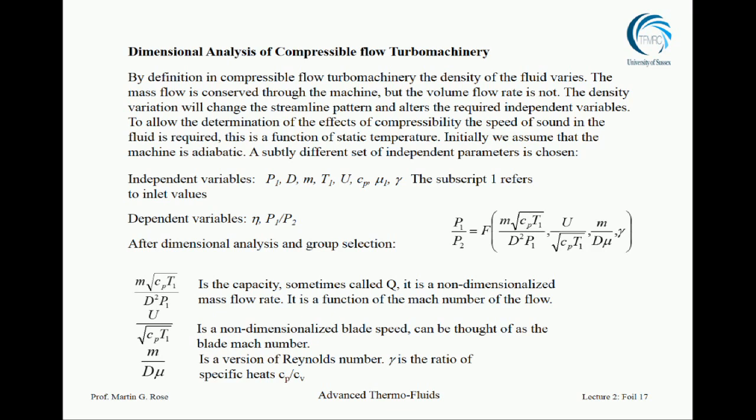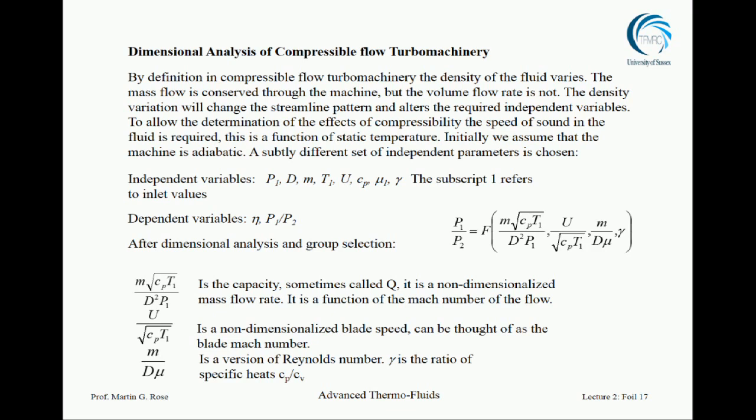It is the mass flow rate times the square root of CPT1 divided by d squared P1. As we've said, it's a dimensionless group. It looks a bit ugly, but it's really important. It's one of the most powerful tools we have to understand what a machine is going to do and why. I'll give you more information on that as time goes by.